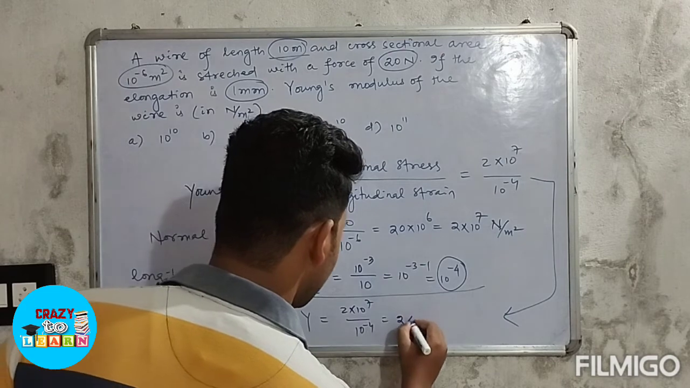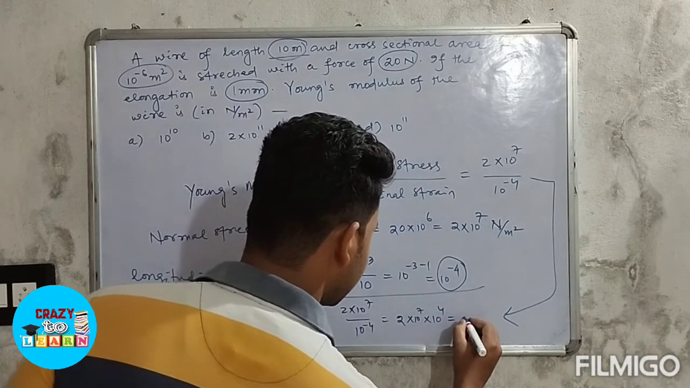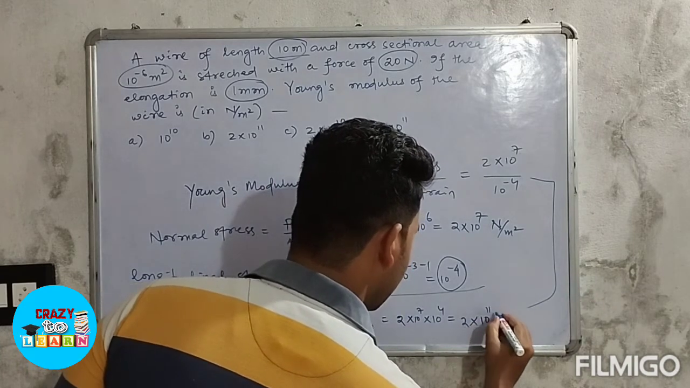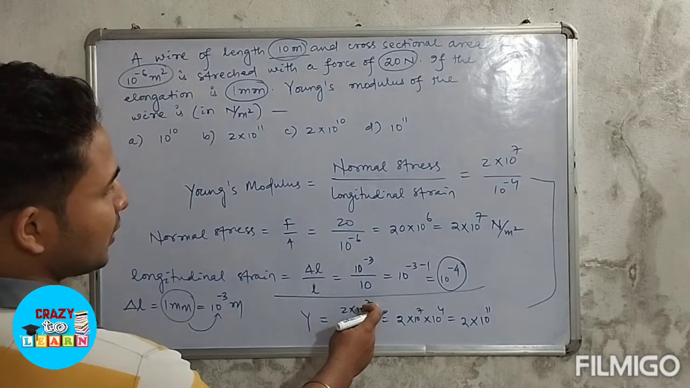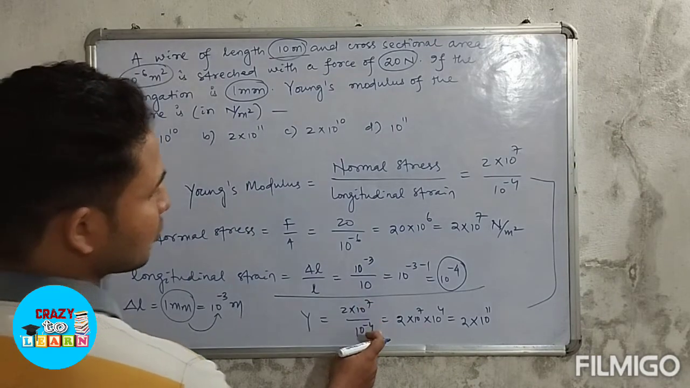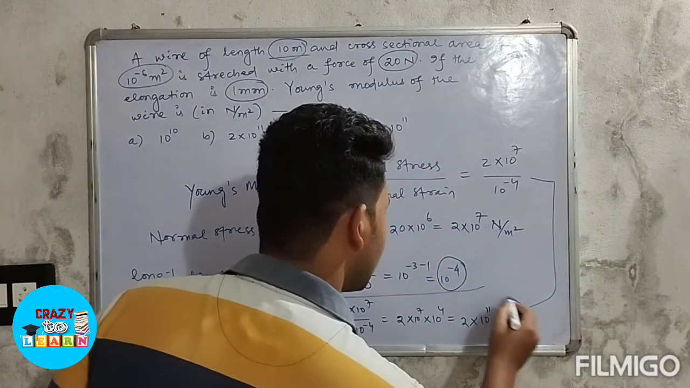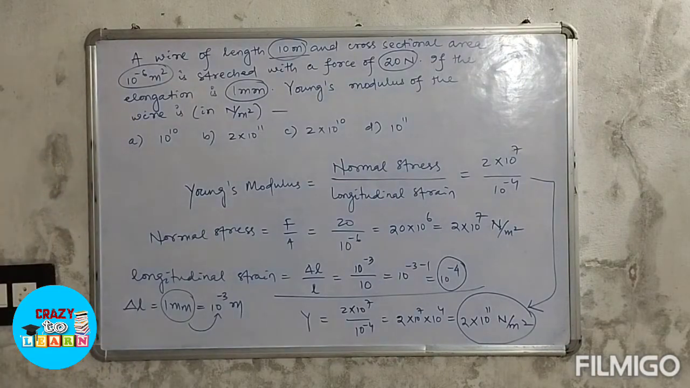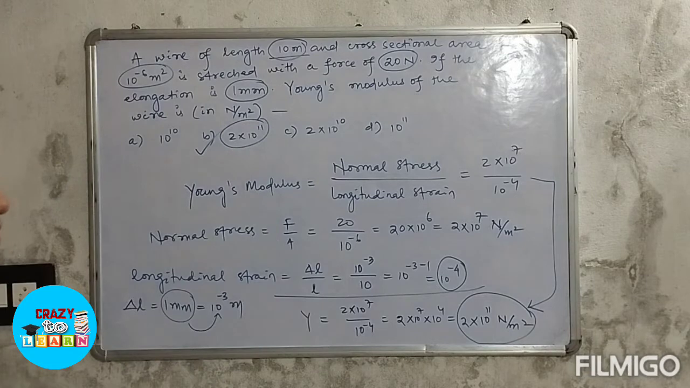Plus, it will be converted to plus 2 into 10 to the power 7 into 10 to the power 4. So the answer is 2 into 10 to the power 11, and the normal stress unit is Newton per meter square, and strain has no unit. So the final unit is Newton per meter square. The answer is 2 into 10 to the power 11 Newton per meter square. Option B is the correct one.